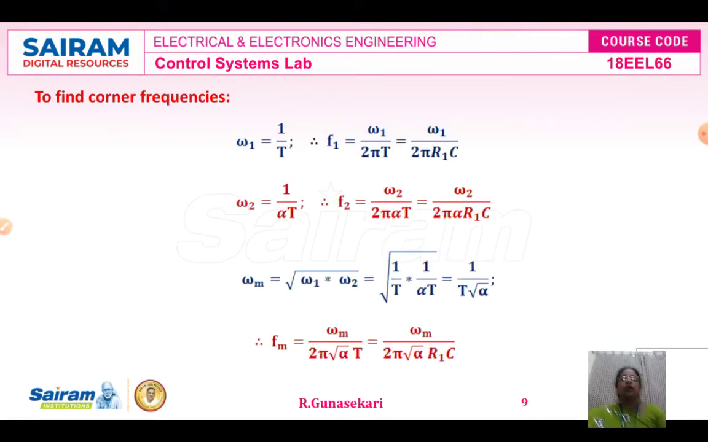The next, how to calculate the corner frequency. We know omega 1 equal to 1 by T.